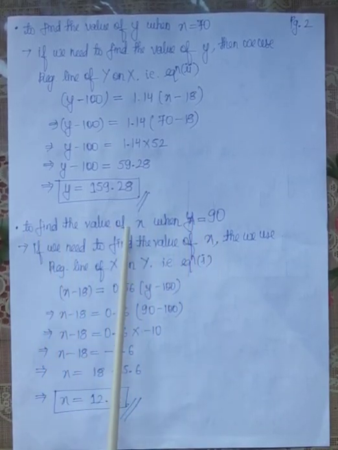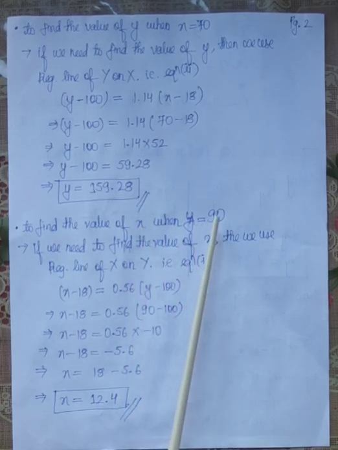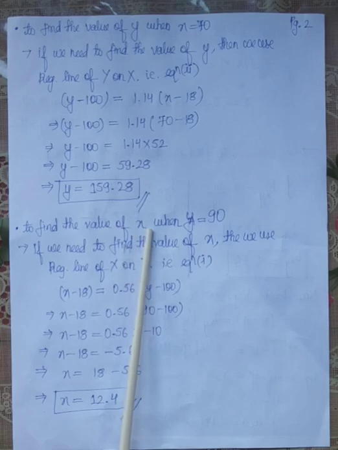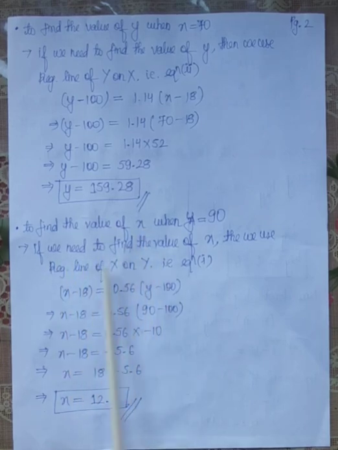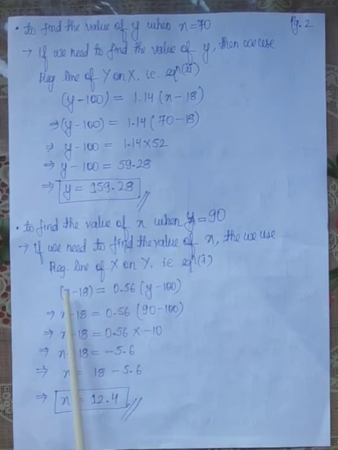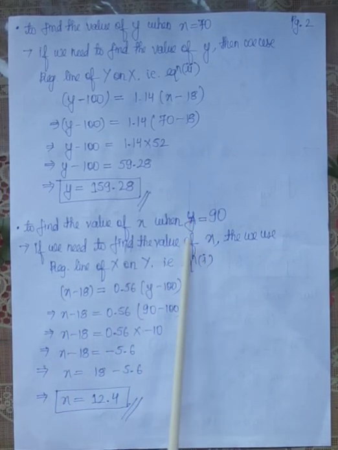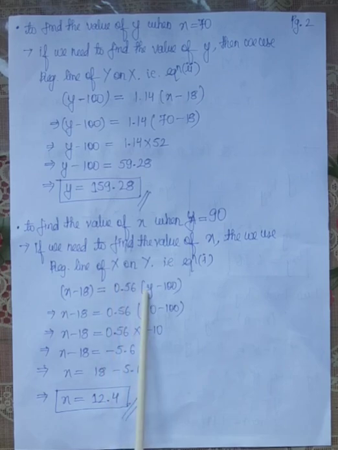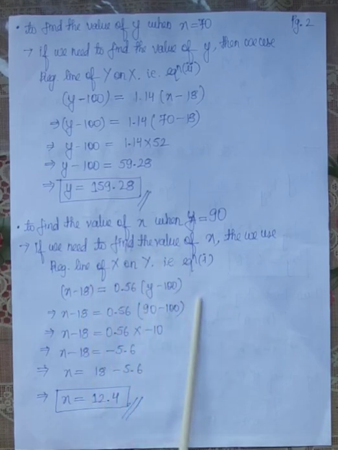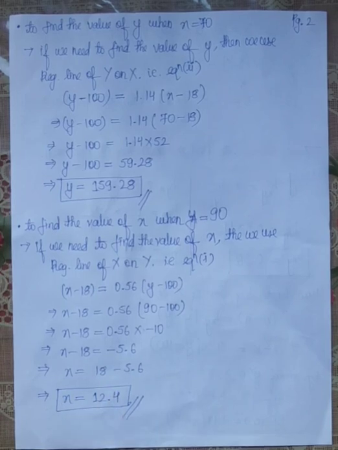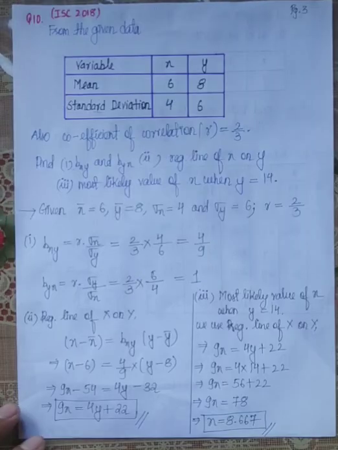Similarly, to find the value for x when y is 90, I use the regression line of x on y. Here the value for y is 90, so put y as 90 and simplify it. Bring your minus 18 to the right hand side, it becomes plus 18, and finally I get x as 12.4. I hope you're clear with this. Pause the video and note it down.